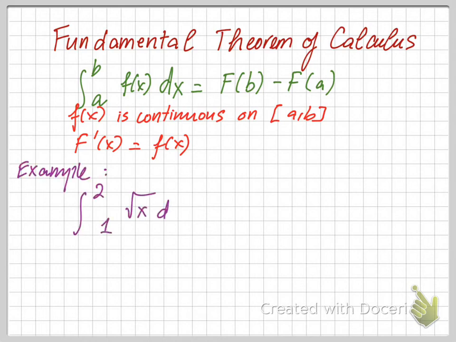Let's look at an example. If I want to find the integral of square root of x dx from 1 to 2, this is also called a definite integral. The definite integral is an integral that will give you a finite number. So before finding the definite integral, we need to find the integral of square root of x dx.